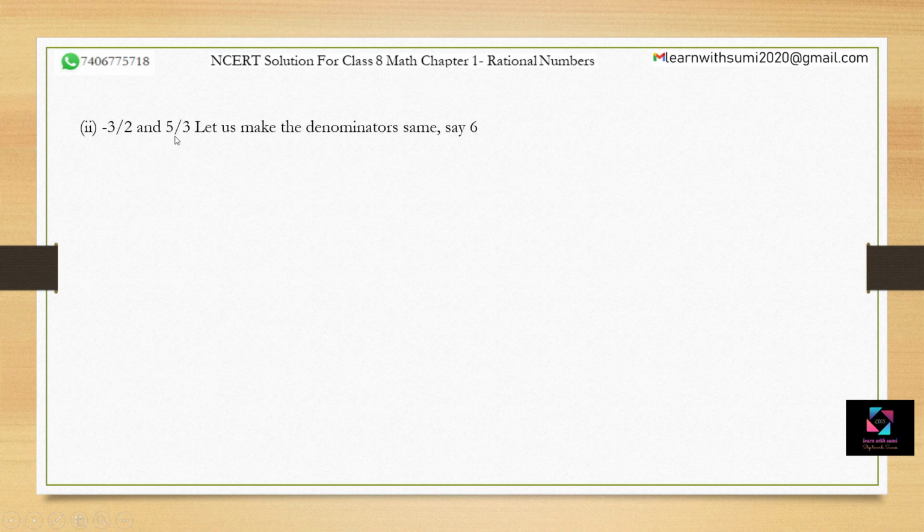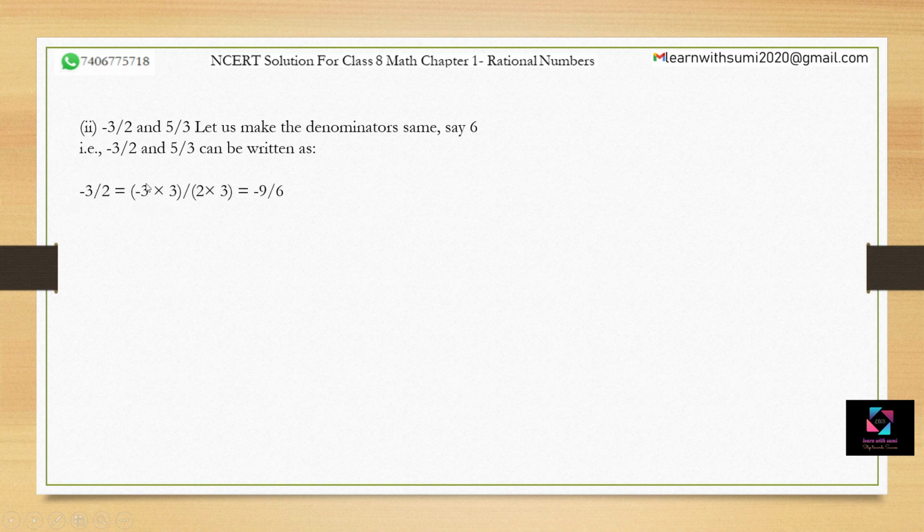We have -3 by 2 and 5 by 3. Here again we are going to make the denominator the same, so we can make it 6. They have asked only 5 rational numbers, so if we make the denominator 6, it will be easy to find only 5 rational numbers between these two numbers. We can multiply this 2 by 3 to get 6 in the denominator, and this 3 by 2 to get 6 in the denominator, and of course we have to multiply the same number in the numerator also so that the value doesn't change.